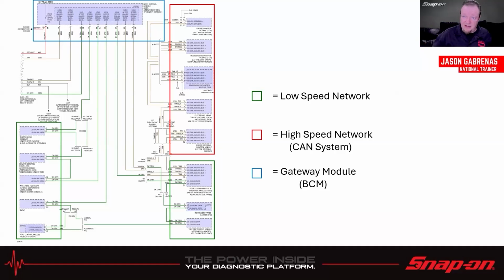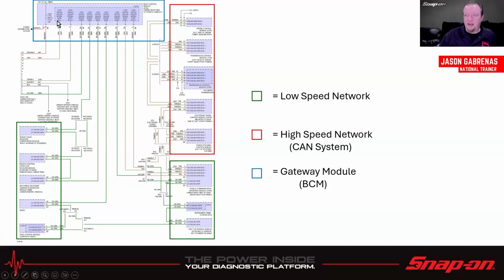Now, in this case, I think it was an Impala that we were working on. They're having a communication issue with the vehicle. They couldn't communicate with anything on the high-speed bus. They were, however, able to test other modules with the scan tool, and everything on the low-speed bus was able to be communicated with.